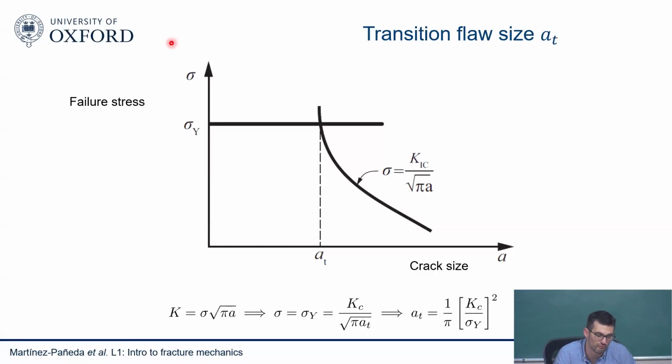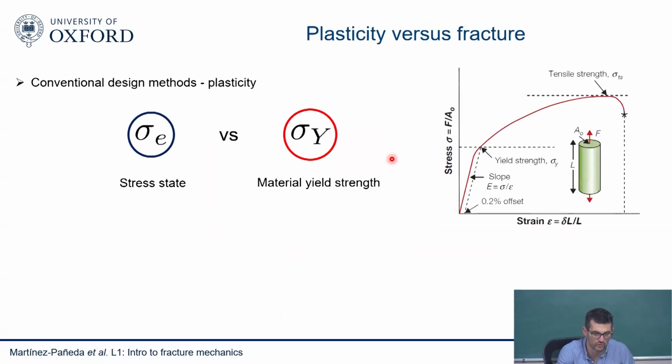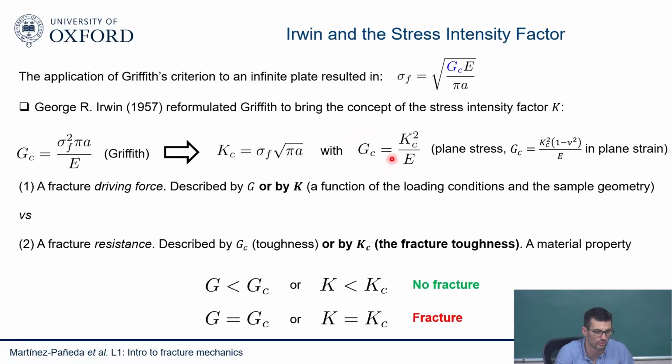So this idea of the transition flaw size is that here I'm plotting basically applied stress versus crack size. If you go back to Griffith or Irwin, toughness, this is the relationship between K and sigma. So my failure stress will be Kc divided by square root of pi a, and maybe a geometry factor if there is. Let's assume geometry factor equal to 1. So my applied stress will fail when sigma reaches this critical quantity, Kc divided by square root pi a.